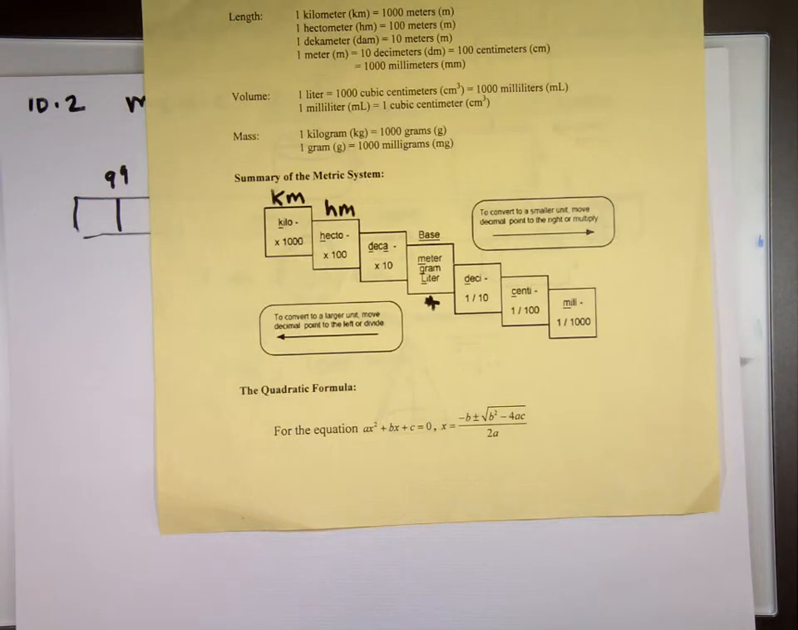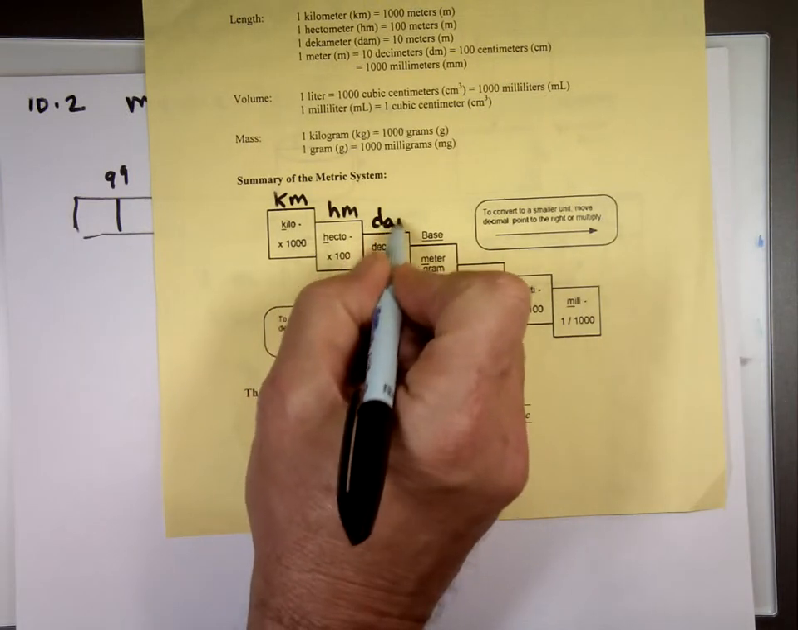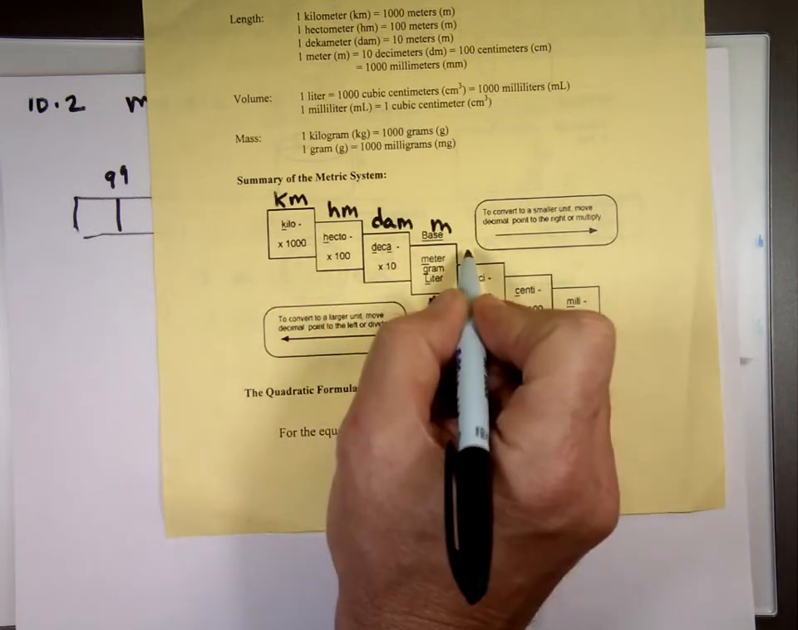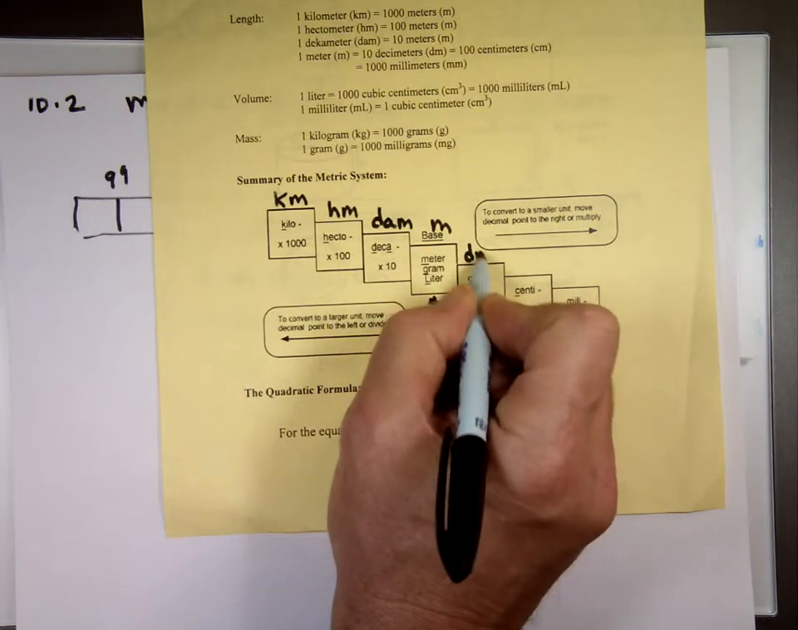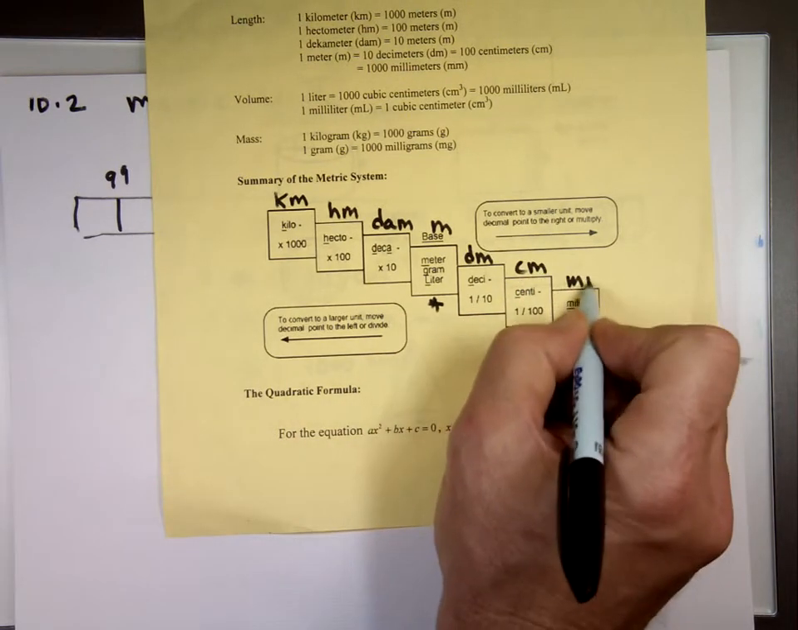Decameters is DAM. This is the meter. Decimeters, DM. Centimeters, CM. And millimeters, MM.